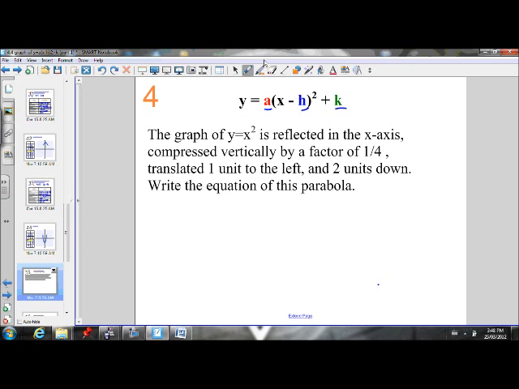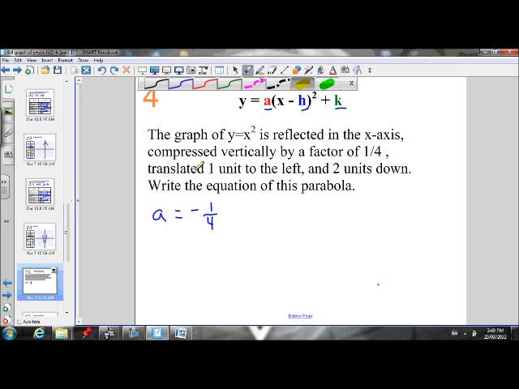So let's take a look at the information that's given to us. We are told that it is compressed vertically by a factor of 1/4, and that it is reflected in the x-axis. All that information is necessary for determining our A value. We know A is responsible for the vertical stretches or compressions. It's compressed by a factor of 1/4, so our A value is 1/4. But we also know that it's reflected in the x-axis, so it must be a negative A value. So A is -1/4.